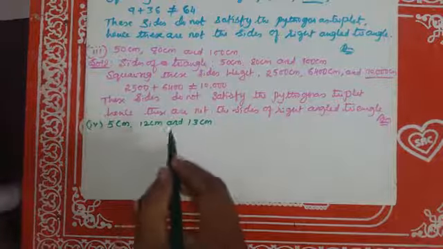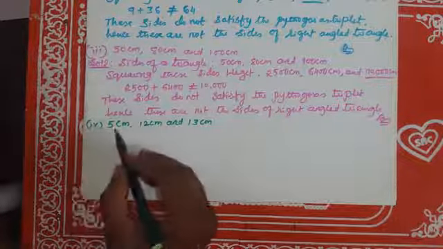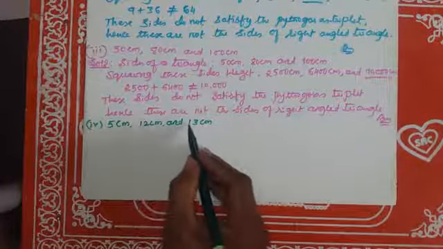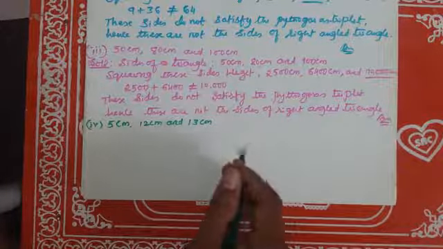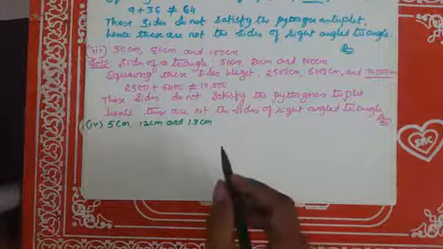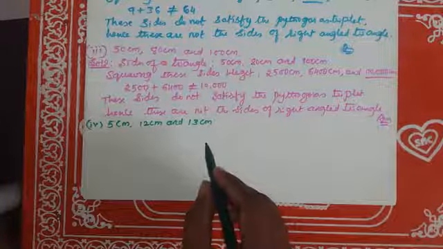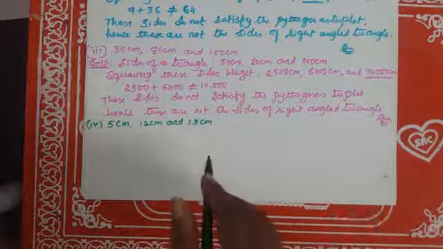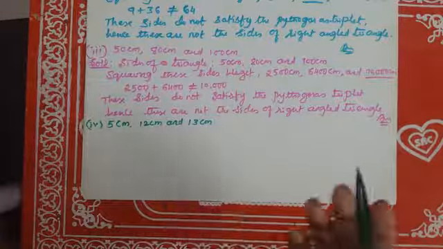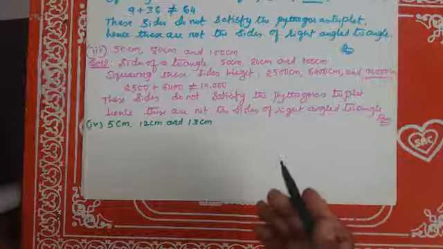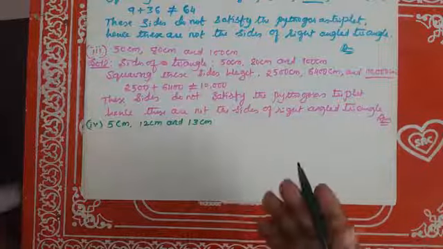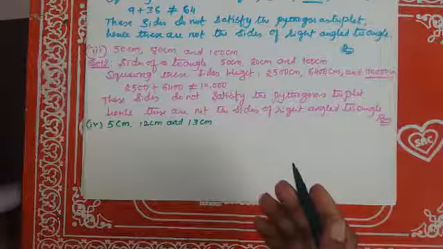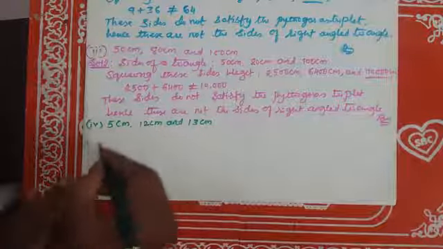Okay, dear students, now let us discuss the fourth question. 5 centimeter, 12 centimeter and 13 centimeter. We need to find first whether this is a Pythagorean triplet or not, and if it is a Pythagorean triplet, hence it is a right angle triangle. If it is a right angle triangle, we can find out which is the longest side, the length of the longest side.